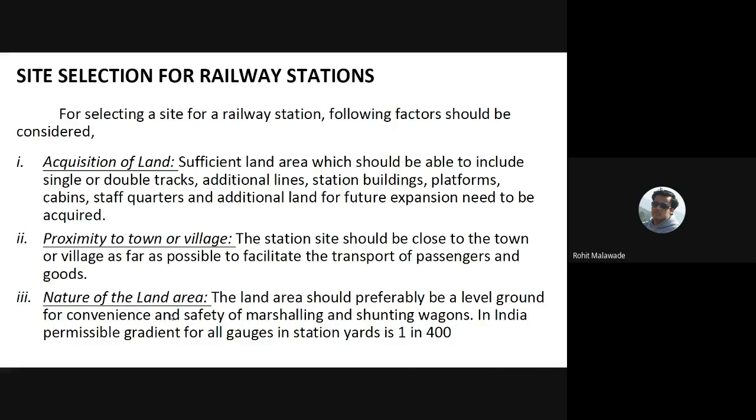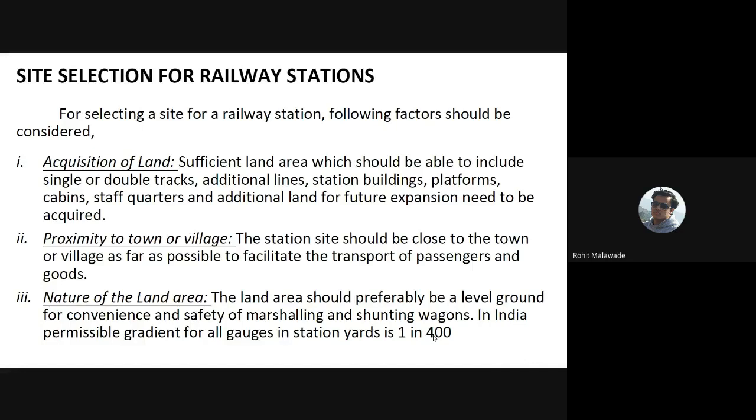Next is the nature of the land. The land area should preferably be on level ground for convenience and safety. In India, it is permissible to have a gradient in the station yard of 1 in 400, so one vertical and 400 horizontal. This much should be the gradient for these stations.